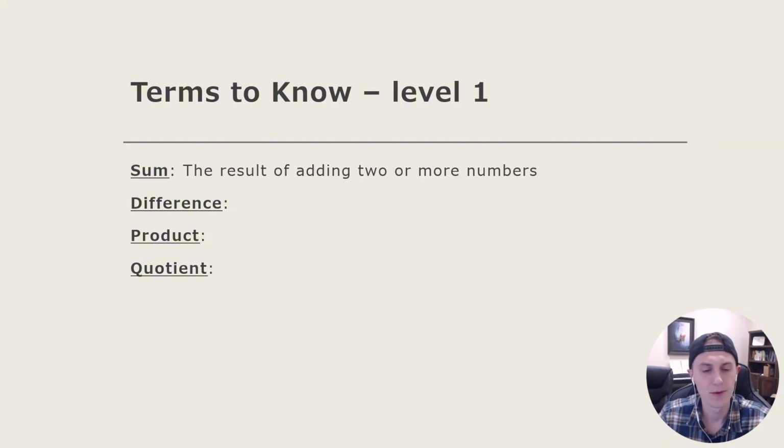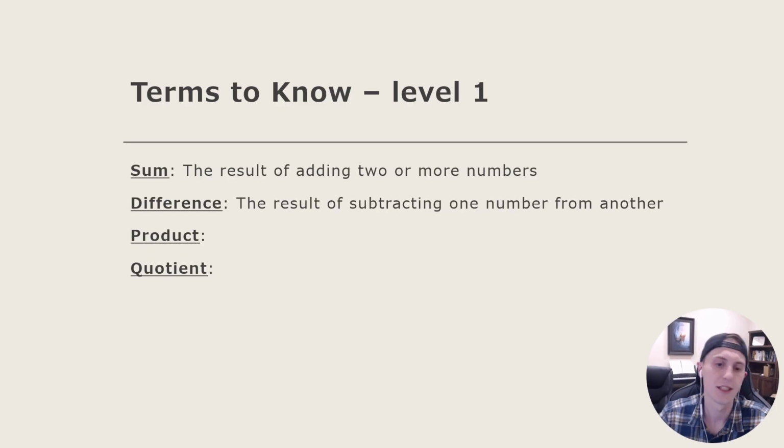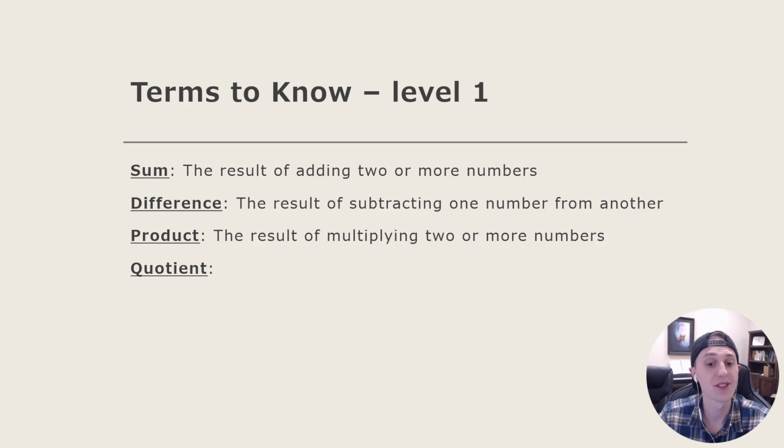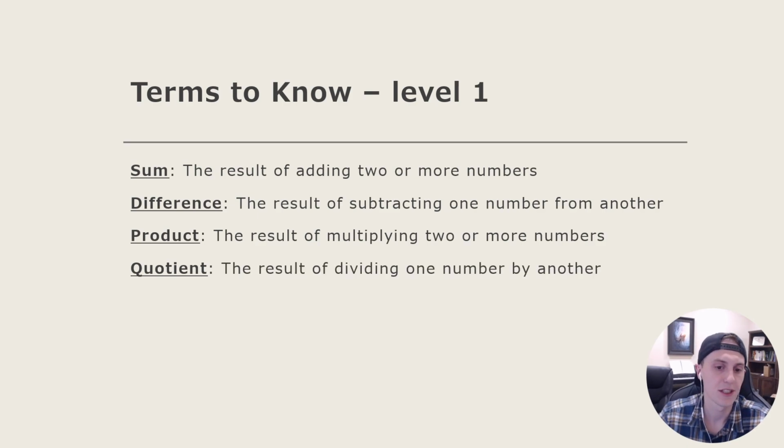Sum is the result of adding two or more numbers. Difference is the result of subtracting one number from another. Product, the result of multiplying two or more numbers, and quotient, the result of dividing one number by another.